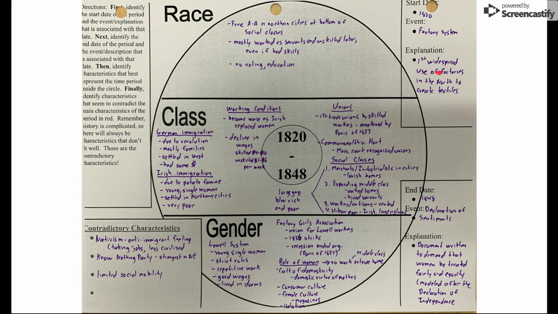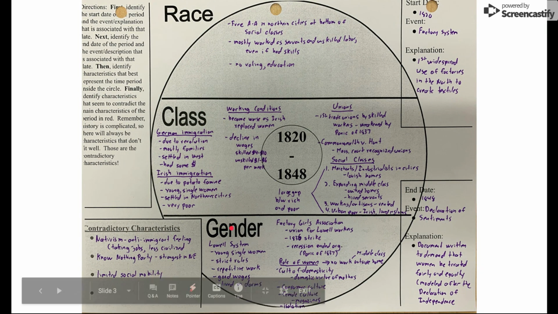And this is the first widespread use of factories, right? So this is in the North. And they're creating textiles. Textiles are created from cotton, right, which was grown in the South. So the South does start to use the cotton that is produced in the South here as well. So we're going to look at race, class, and gender in this time period.